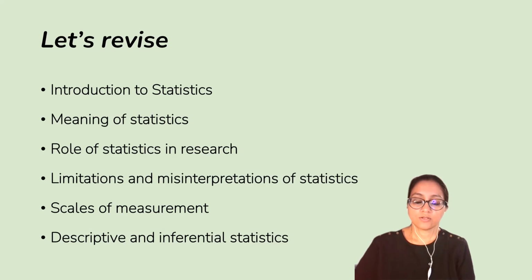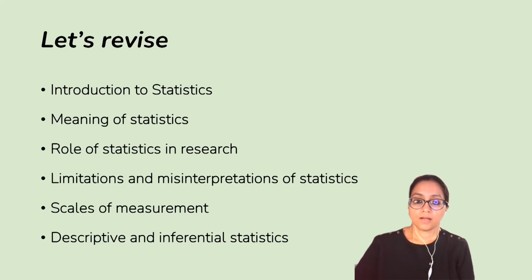Then we discussed scales of measurement. That was the nominal scale, ordinal scale, ratio scale, and interval scale of measurement. So we discussed all these scales of measurement. And then we discussed what is descriptive and inferential statistics. So this was all about unit 1.